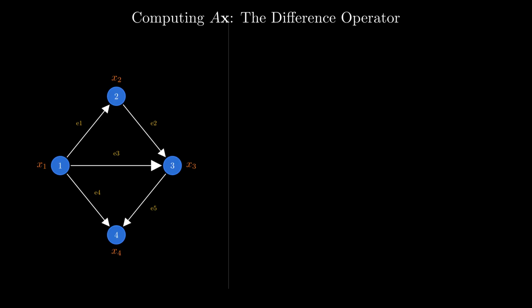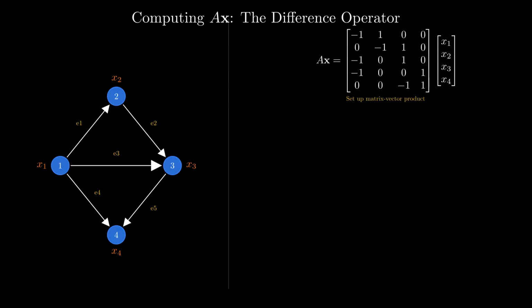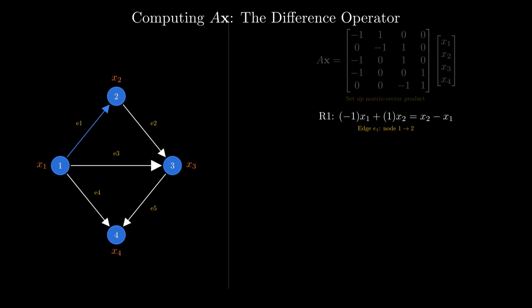Assign potentials x1, x2, x3, x4 to the 4 nodes. We want to compute A times x. Row 1 of A is -1, 1, 0, 0. The dot product with our vector gives -1 times x1 plus 1 times x2, which simplifies to x2 minus x1, the potential difference across edge E1. Row 2 is 0, -1, 1, 0. This gives -1 times x2 plus 1 times x3, which equals x3 minus x2, the difference across edge E2.